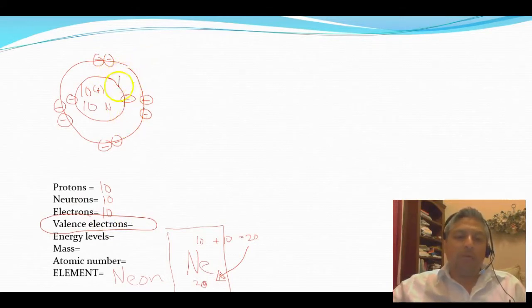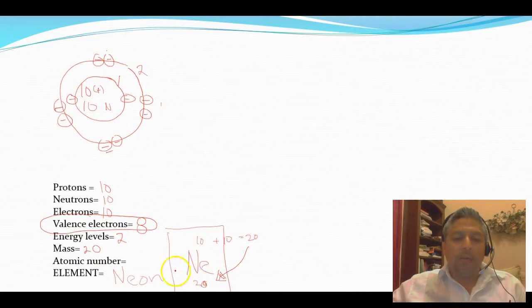So we've got one shell right here, and this is shell number 2. The second energy level only has 2, 4, 6, and 8. 8 valence electrons. Energy levels, we have 2, and the mass, 10 plus 10, that's 20.